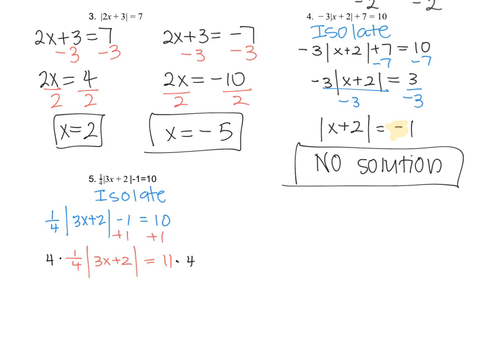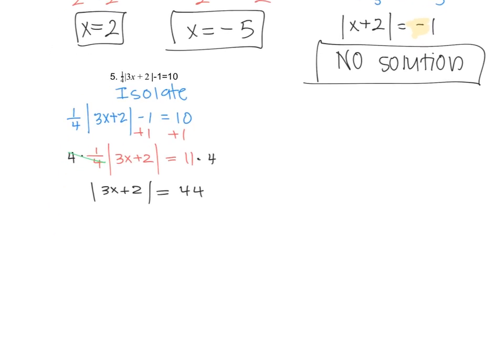And when I multiply this left side by 4, 4 times 1/4 becomes 1, so I no longer have anything in front of my absolute value on the left. We're left with the absolute value of 3x plus 2 equals 44. And now that we've isolated our absolute value, it's still not equal to a negative number, and this is the absolute value we're going to use to solve for x.